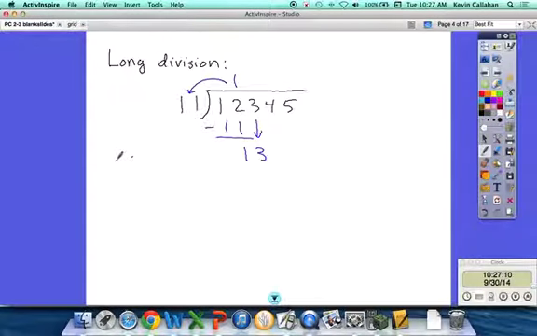Repeat the process. How many times does 11 go into 13? 1 time. So we multiply again, this 1 times both to get 11, and we subtract and we get 2. Then we bring down the 4. Now, how many times does 11 go into 24? 2, so 2 times 11 is 22. I multiply 2 times 1, 2 times 1, 22, subtract, I get another 2, bring down a 5.